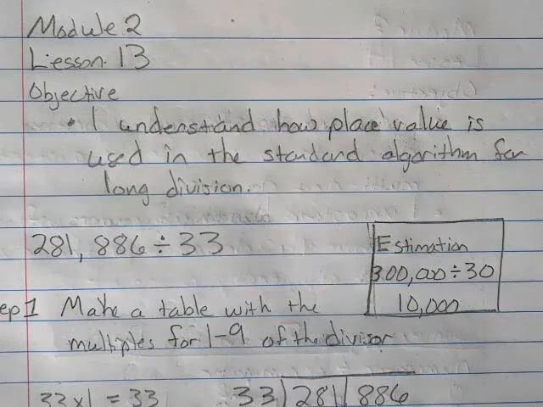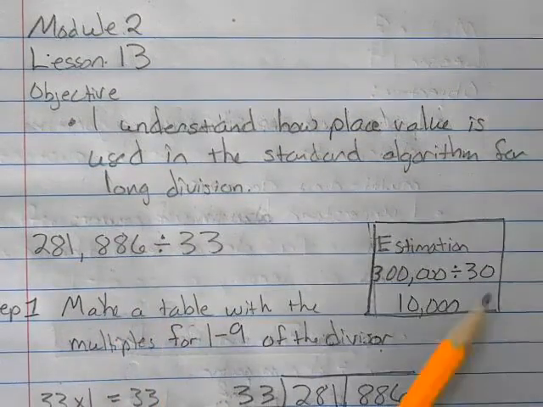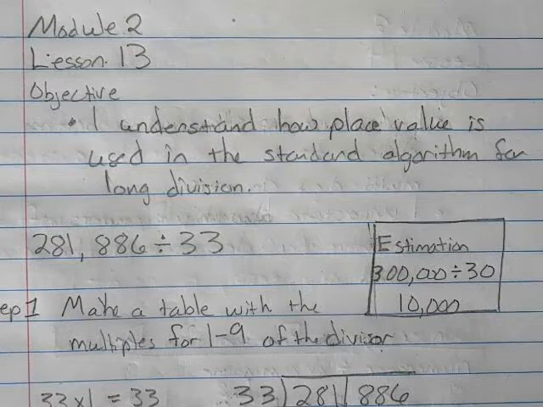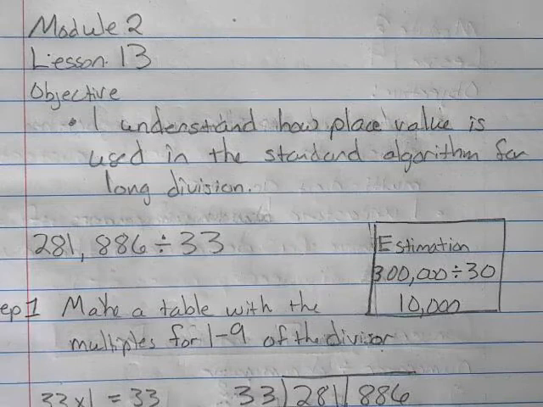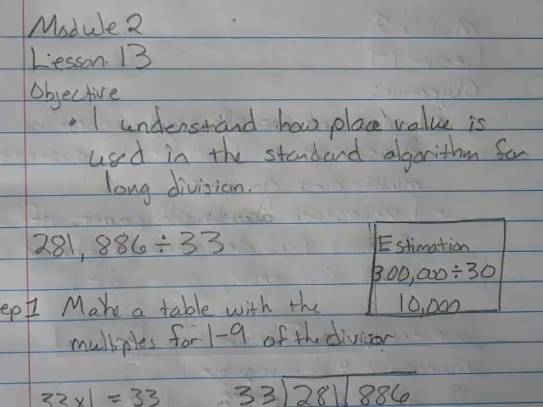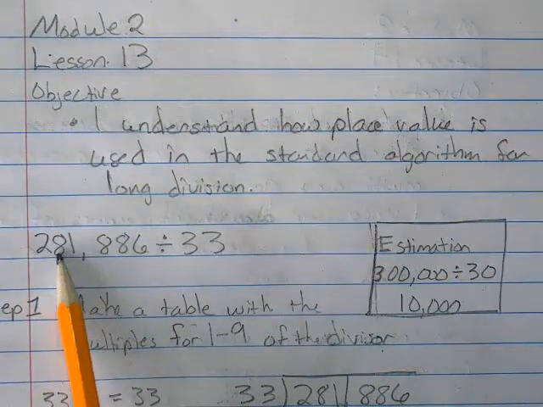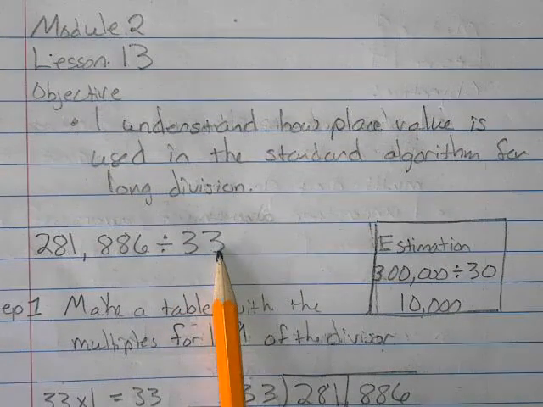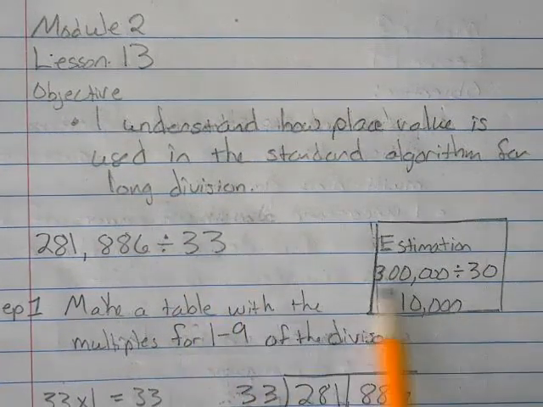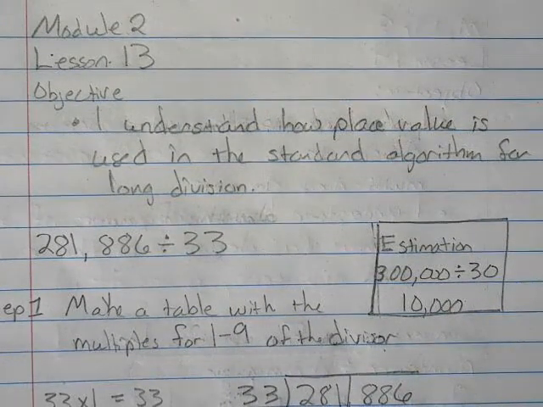Now, first thing is we have 281,886 divided by 33. We don't have any vocabulary words, so that's why it's skipped there. Now, we're going to use estimation just so we can check our understanding of place value, but also so we can check our math. So this is a 2.8, which means this will go up to a 30. So that's 300,000. This is a 33. That 3 means I'm going to round down, so that'll be a 30. So 300,000 divided by 30 is 10,000. So if I do my long division correctly, it should be close to 10,000.